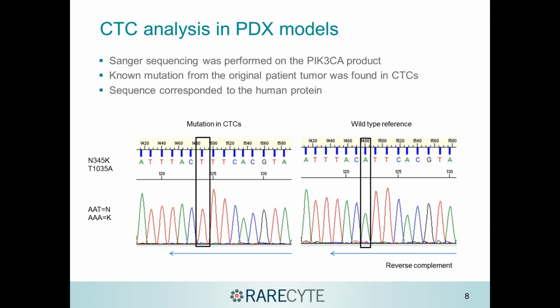Here are the results of the Sanger sequencing. We can see that the known mutation that was found in the original tumor was also found in all of the CTCs, the lung nodule cells, and the primary tumor cells from the mice. Furthermore, the sequence that was found for PIK3CA corresponded to the human isoform and not the mouse one.